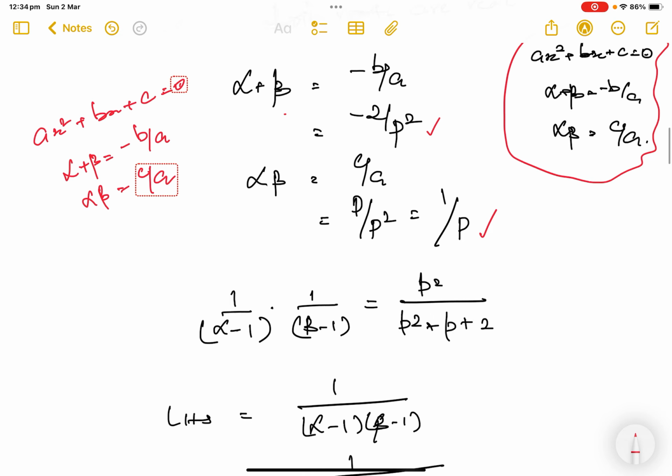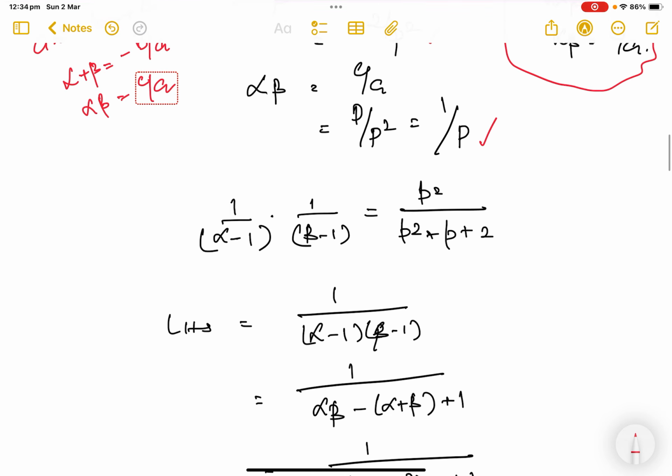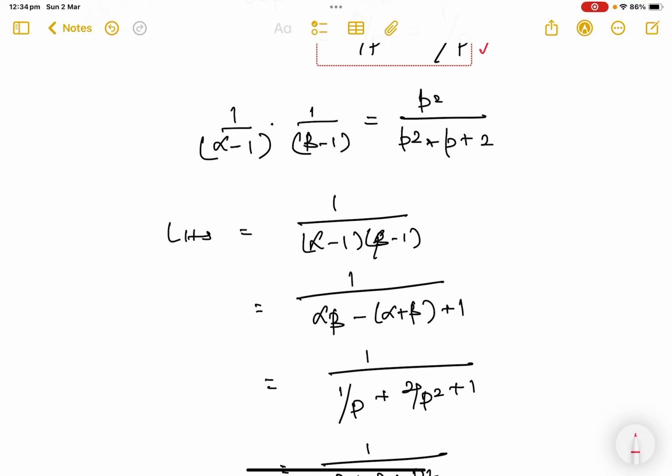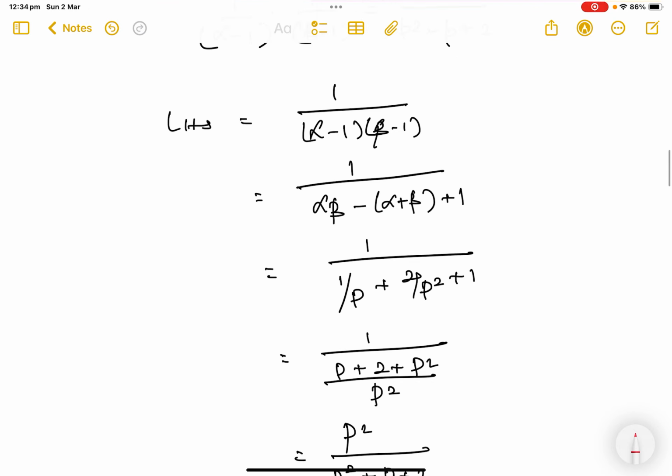Now we need to prove 1 over alpha minus 1 times 1 over beta minus 1 equals p squared over p squared plus p plus 2. So we need to prove it. Let's take the left-hand side, that is 1 over alpha minus 1, beta minus 1. If you expand it, alpha beta minus alpha minus beta, take the minus out, alpha plus beta, minus times minus 1 is plus 1.